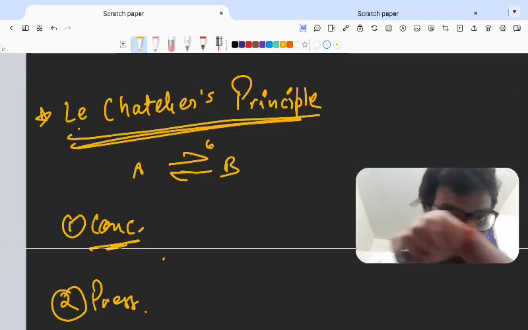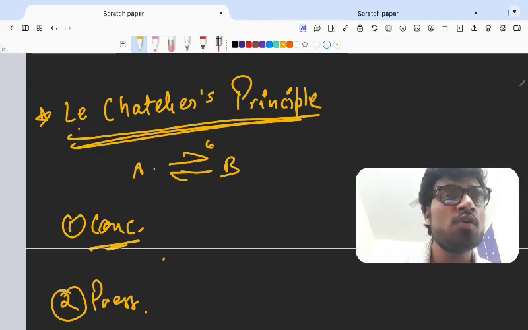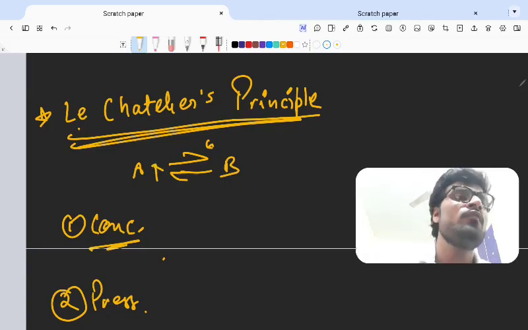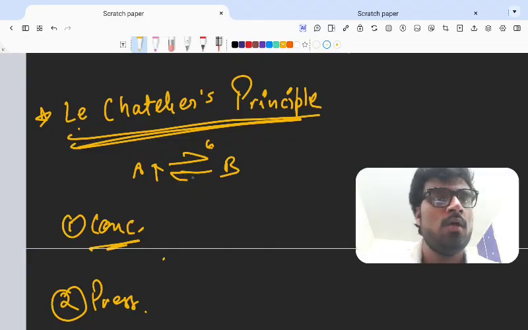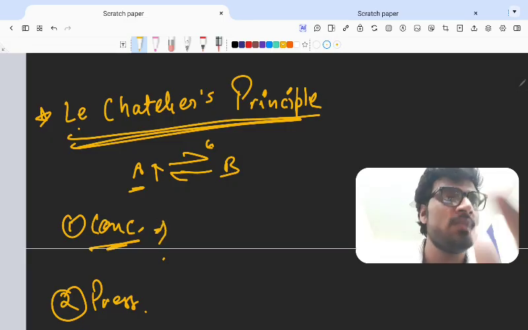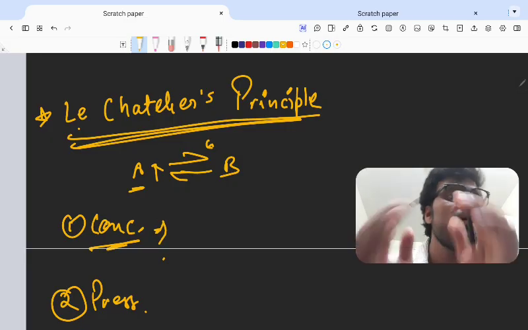Suppose, if I increase the concentration of reactant A, then what will happen? A has been increased. It means the reaction will move forward to reduce the amount of A. So the reaction will go where? Forward. It means K will increase, obviously. If the reaction is moving in forward direction, K will increase. If the reaction is moving in backward direction, K will decrease.